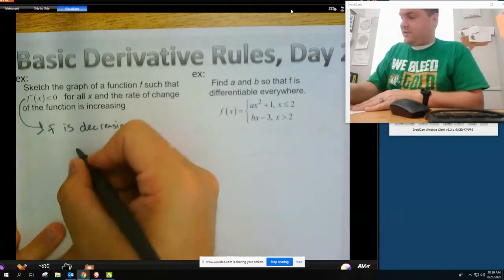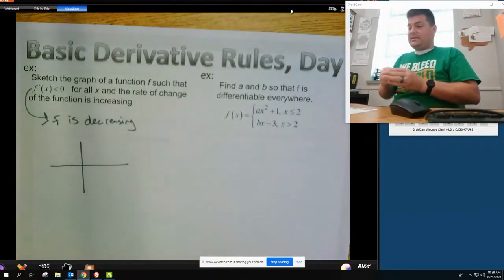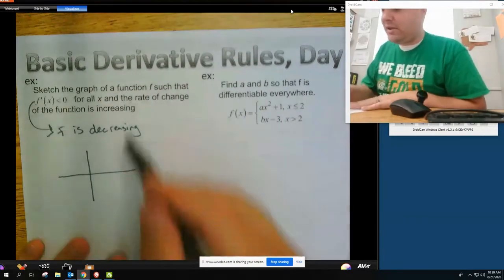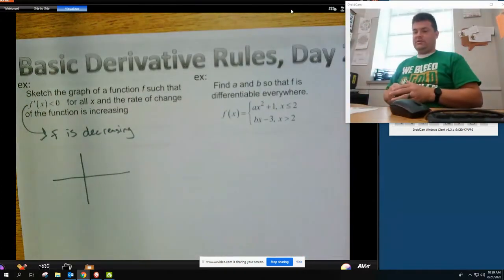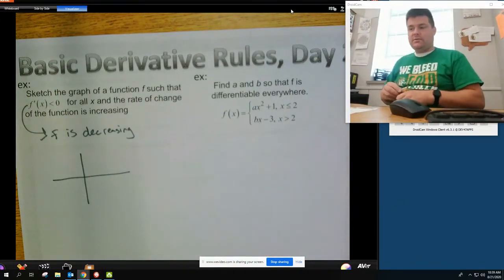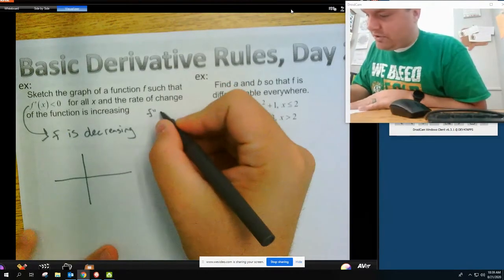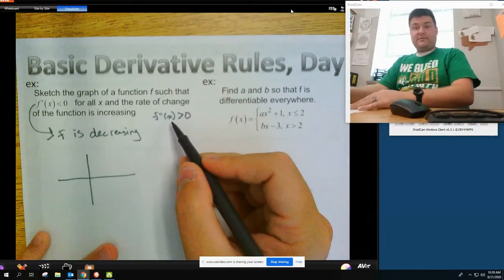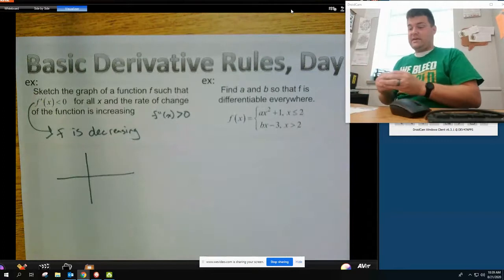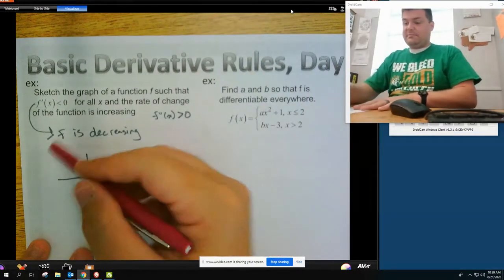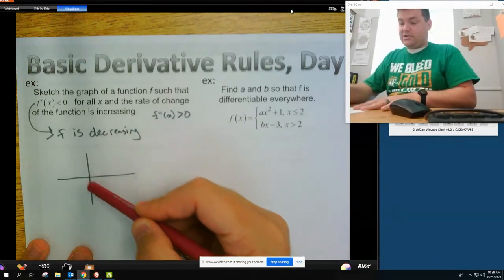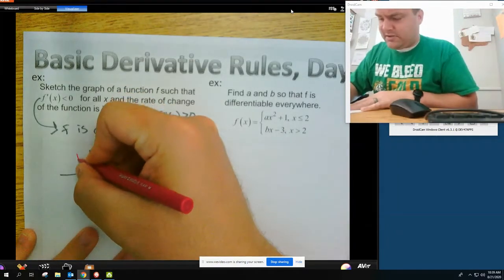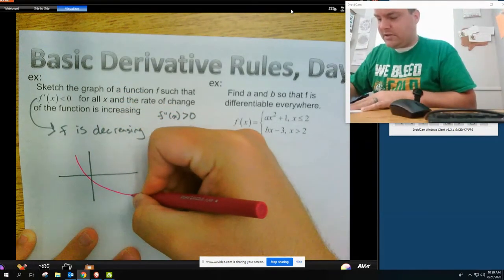So when I sketch my function here, I'm going to sketch a function that is always decreasing. Now I can't just sketch any decreasing function. It says that my rate of change is actually increasing. So what does that mean? That my rate of change is increasing. So the derivative of the derivative is increasing, which means that instead of getting steeper as my decreasing function, it's actually going to start to level out at 0. And I'll just draw it and I'll explain it here. So this is decreasing, but then my rate of change is actually increasing.